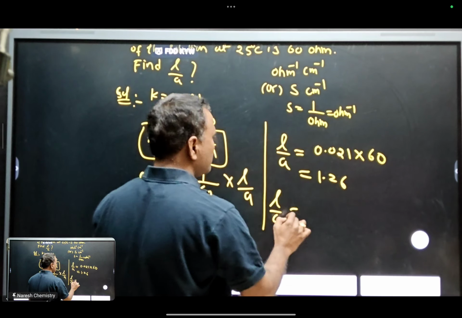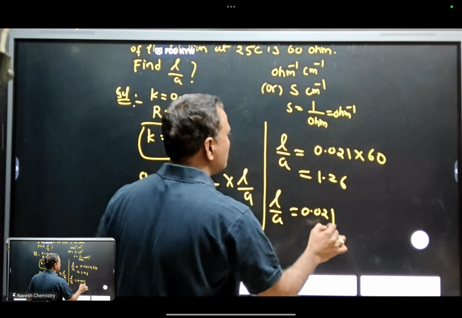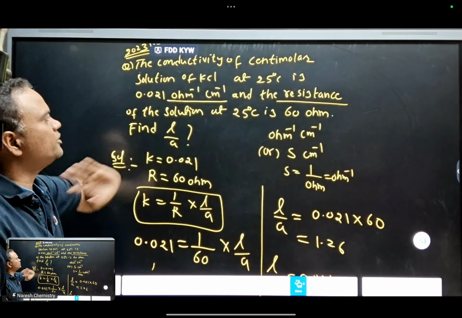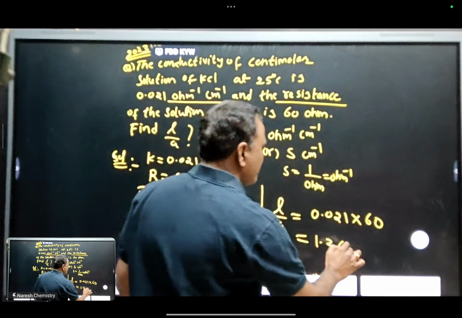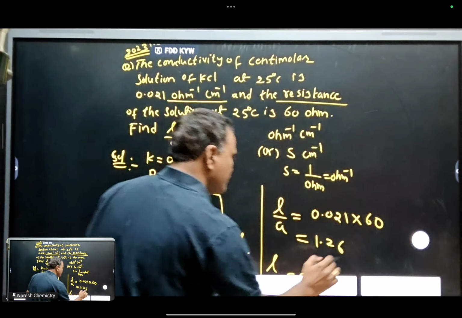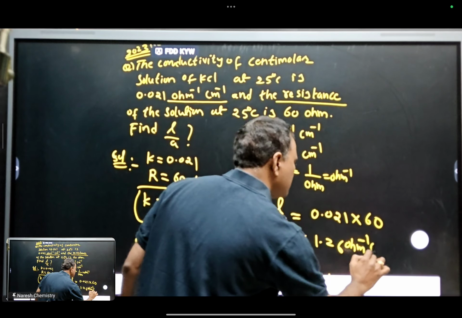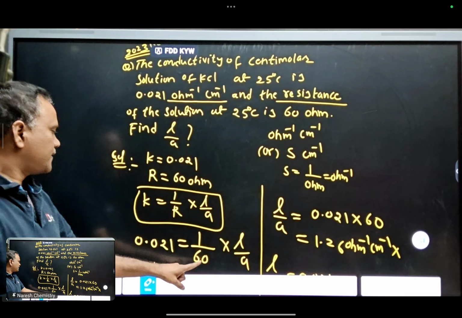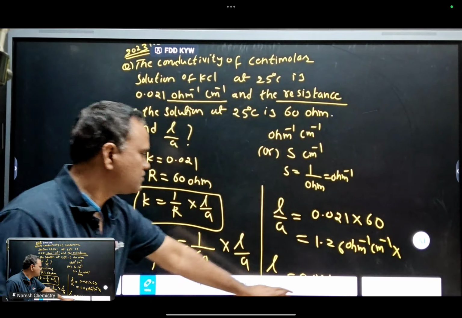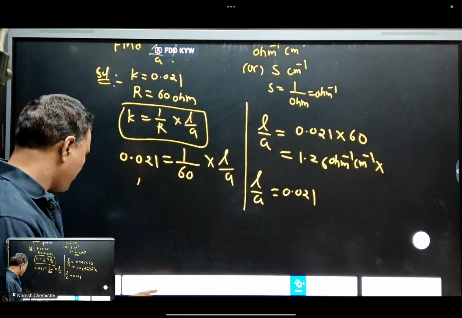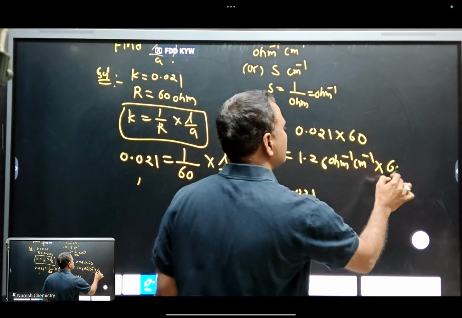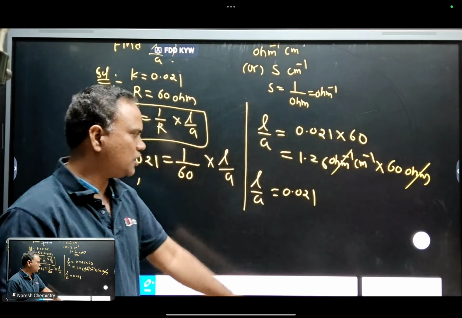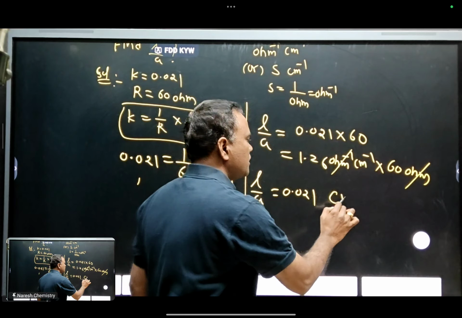L by A is equal to, let us write, 0.021. What are the units for this value? Ohm inverse centimeter inverse, right? Ohm inverse, centimeter inverse into resistance, ohm. Resistance value 60 ohm. Ohm inverse, ohm get cancelled. So what are the final units? Centimeter. Correct only, no?